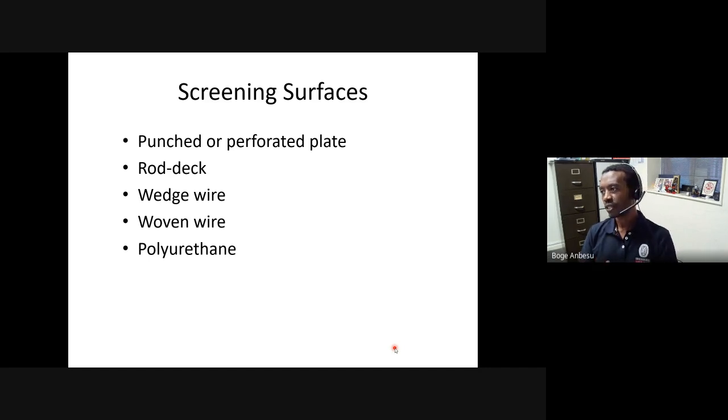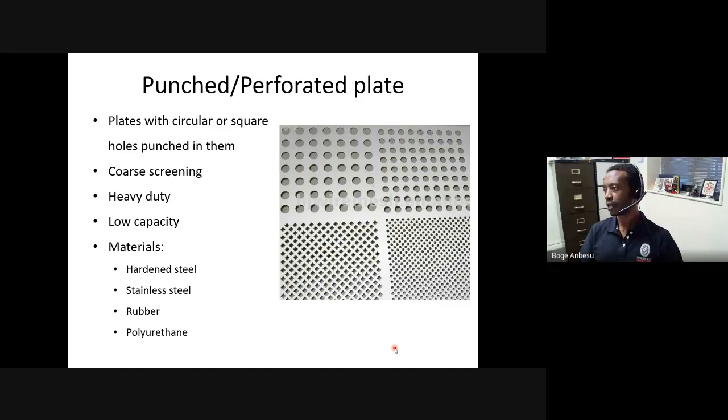Okay, some screen surfaces are made from woven wires. Some screen surfaces are made from rubbers and polyurethane. Some screening surfaces are made from metal bars, as I showed you earlier. And even some can be made from a metal plate where you can just punch holes on the surface of that metal. You can, for example, punch circular holes or rectangular holes on a piece of metal, and that can be used as a screen as well. So we'll talk about some of this in the next slides.